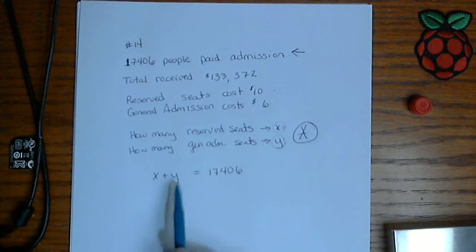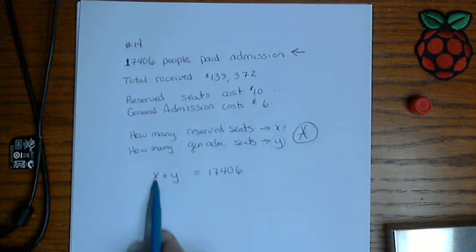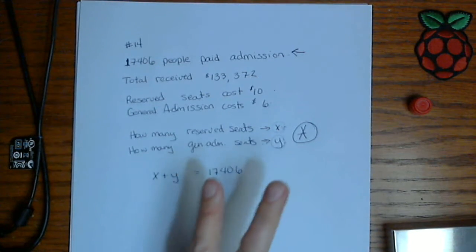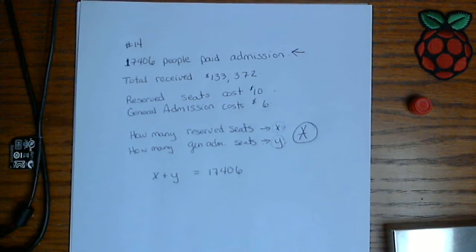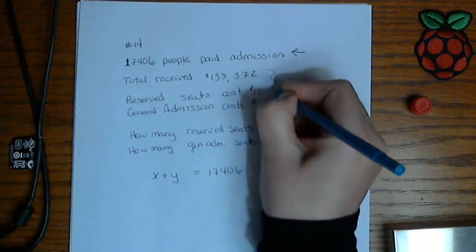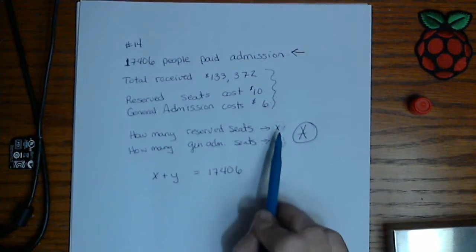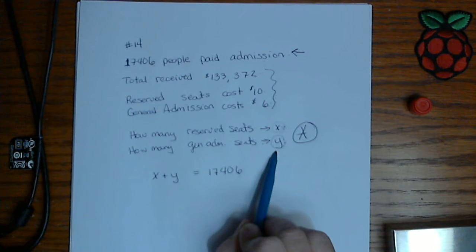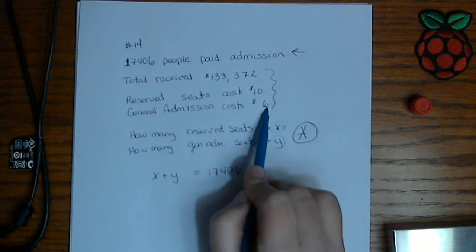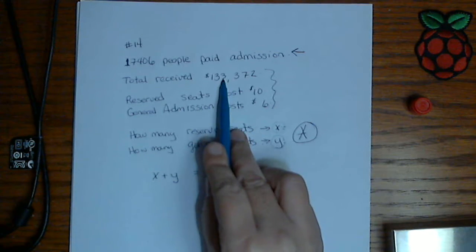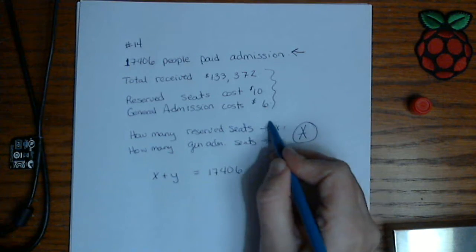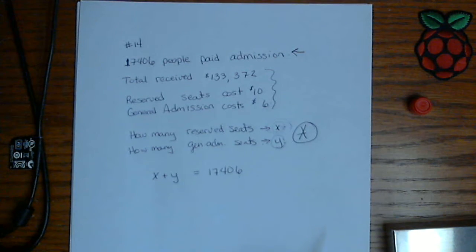The problem is that we still have one equation when we have two variables, and in order to get those variables solved, we know we're going to need at least two equations. So the other equation is going to come from this information. We know that the reserved seats cost $10, and the general admission seats cost $6, and that the total was $133,372. Well, how much total was received just from the reserved seats?